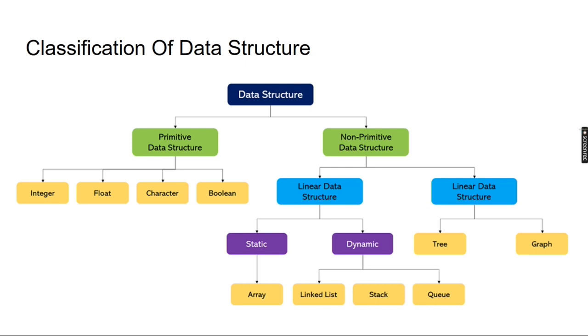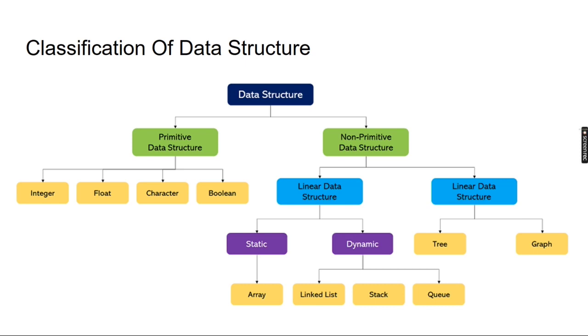So what is the classification of data structure? Data structure is divided into two parts: primitive data structure and non-primitive data structure, which we learned in the previous video. Primitive data structure is divided into four parts: integer, float, character, and boolean. And non-primitive data structure is divided into linear data structure and non-linear data structure.